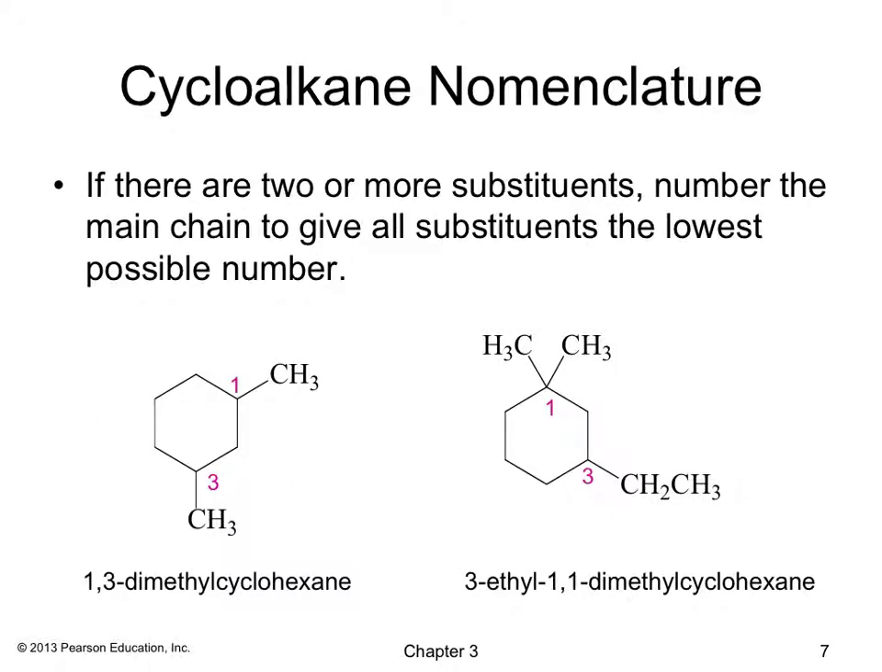If there are 2 or more substituents, number the main chain to give all the substituents the lowest possible numbers. So if we look at here there's 2 methyl groups, at 1 and 3, so this is 1,3-dimethylcyclohexane. Shown here, there are 3 substituents, and you want to number it so that you have the lowest possible numbers. So there are 2 substituents off this carbon, so this would be your number 1 carbon, and this is number 3, but when you're naming it, it's named alphabetically, so it's 3-ethyl-1,1-dimethylcyclohexane.